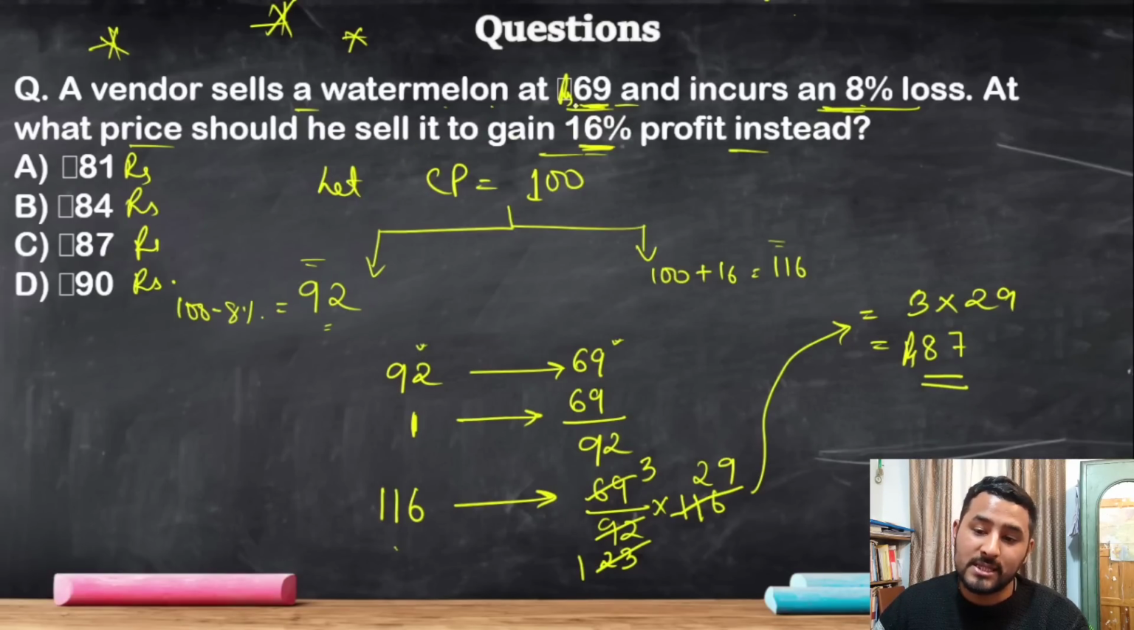When he was selling at rupees 69, he was getting a loss of 8%. If he will sell at rupees 87, he will get a profit of 16%. I hope this is clear. You should do it like this. So the answer will be rupees 87, option number C. Let's see one more.